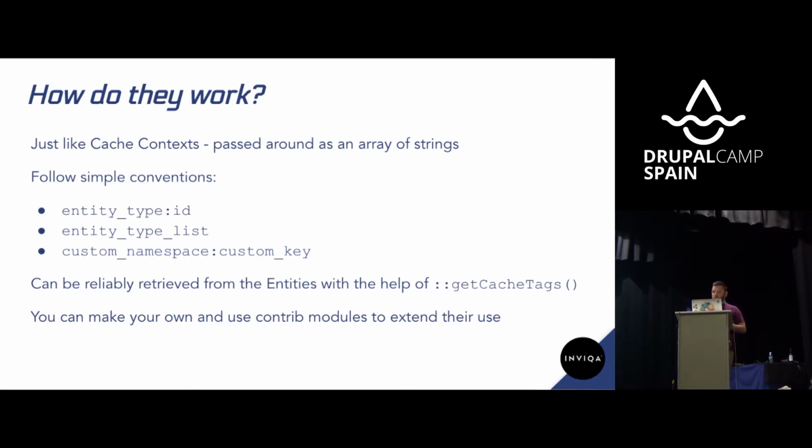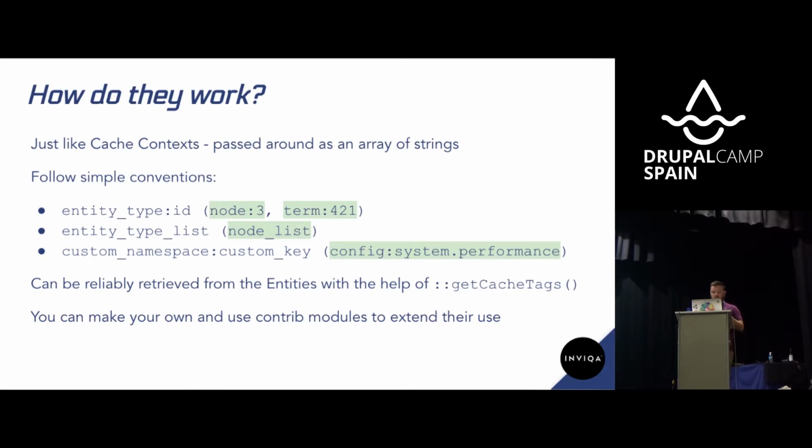They follow specific conventions, so you have your entity type:ID, entity type list, which is quite a helpful one, and custom namespace:custom key. Out of the box, Drupal examples would be node:3. That would be referring to the node of ID 3, term:41, which is the taxonomy term with ID 41. Node list is a pretty good one because it essentially refers to a cache tag that covers every single node that's existing in the system. And if you publish some of them, that cache tag gets invalidated. And a good example of custom namespace would be config:system.performance. Also, that's how pretty much all of the config cache tags look as well.